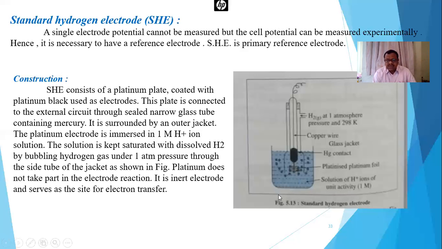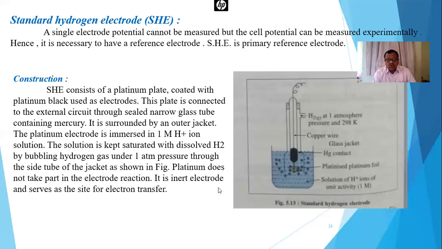This primary reference electrode consists of a beaker, and in this beaker, the complete glass vessel is placed. There is an inner jacket and an outer jacket. From the outer jacket, hydrogen gas is pumped in, and the inner jacket has a platinum wire. At the bottom of the platinum wire there is mercury, and at the end of the platinum wire there is a platinum plate, coated with platinized platinum black.